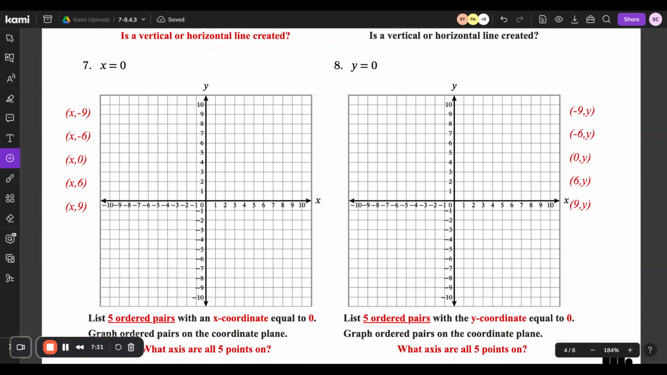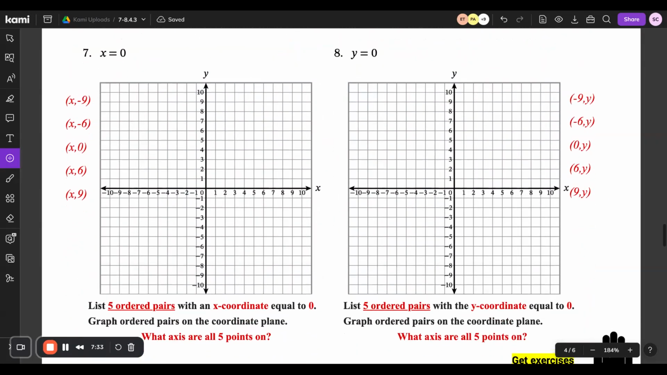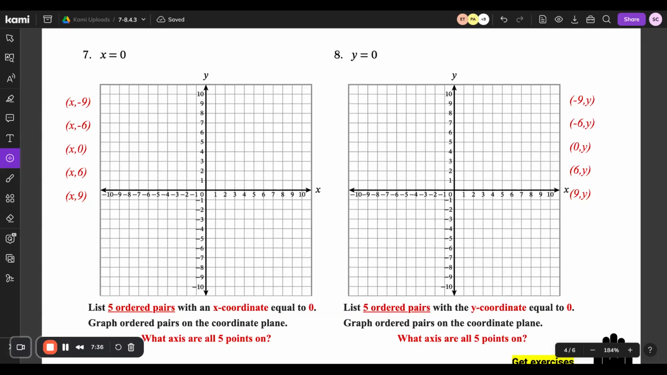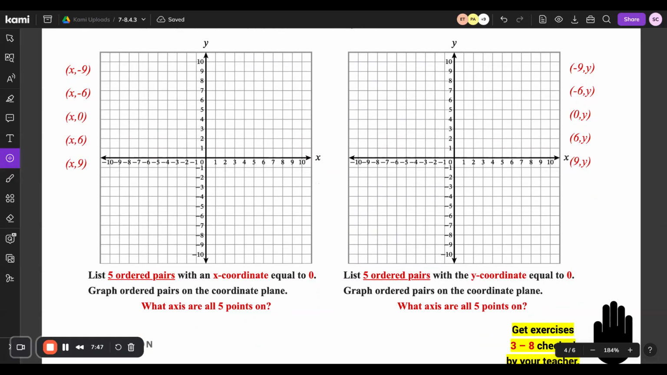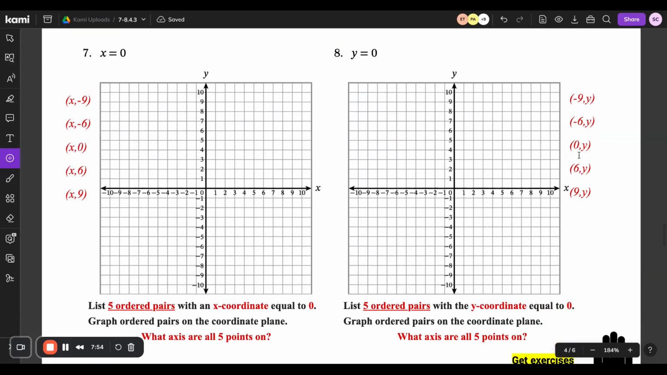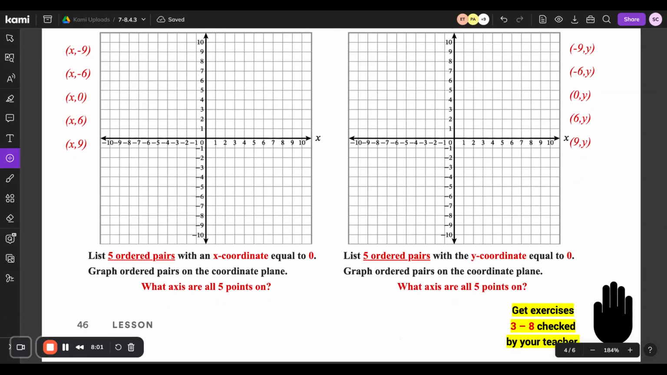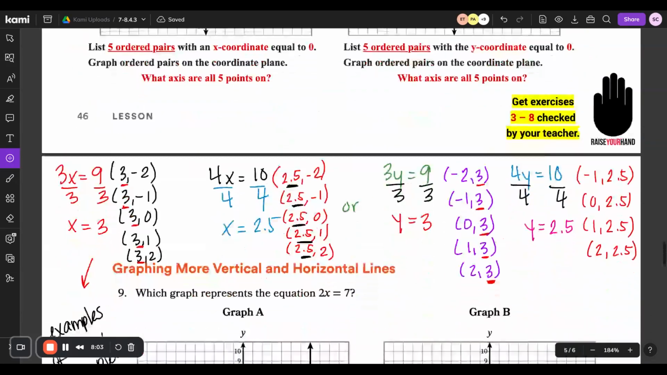And then for number 7, doing the exact same thing, 7 and 8, this time x is equal to 0, so all of your ordered pairs are x is equal to 0. For number 8, all of your ordered pairs were y is equal to 0, plotting your points, creating your line. And then for this one, what axis are all 5 points on? So when you plot all 5 of these points for number 7, which axis are you on? When you plot all of these points for number 8, what axis are you on for this one here? So it's the same thing. Same thing as you did with the other ones.